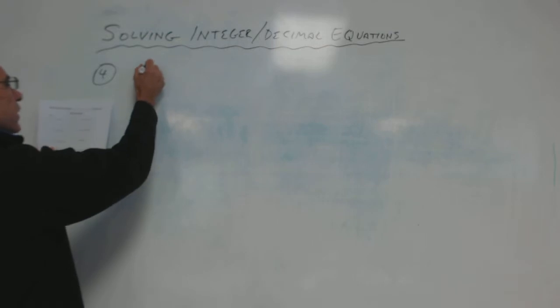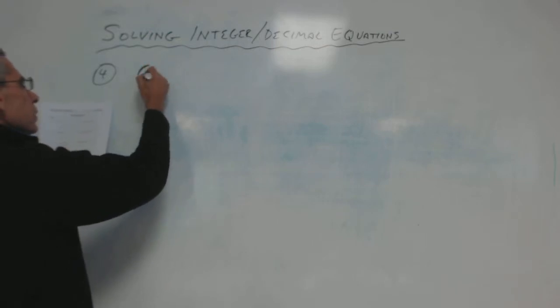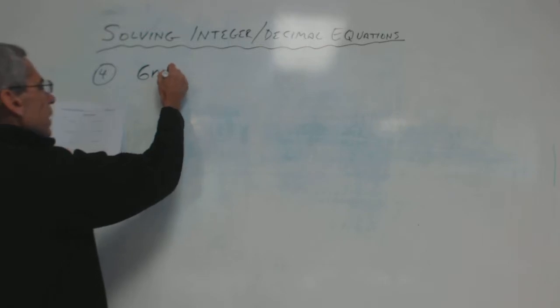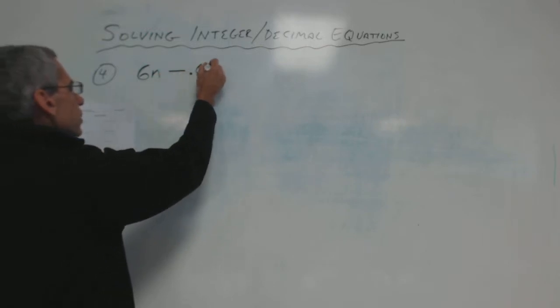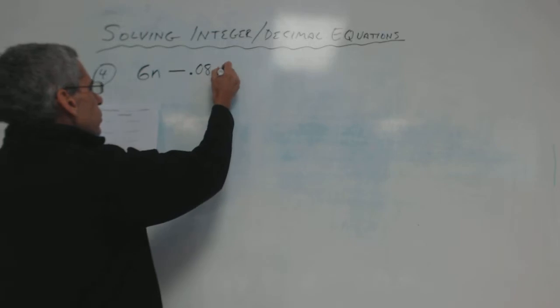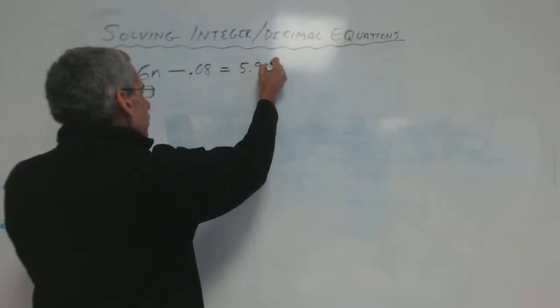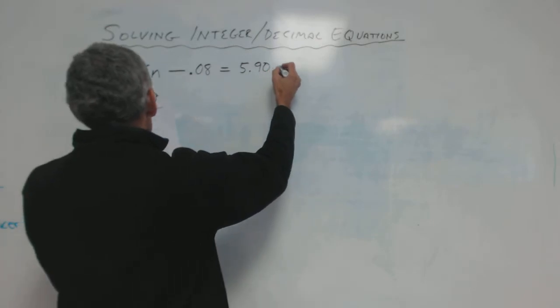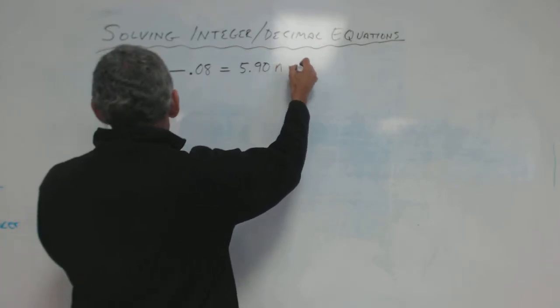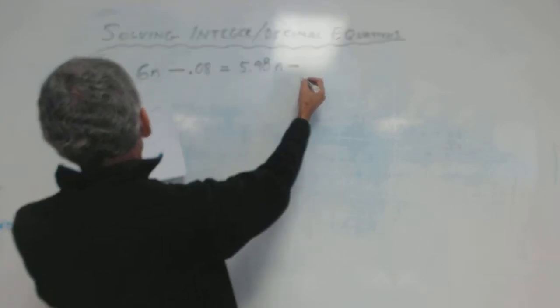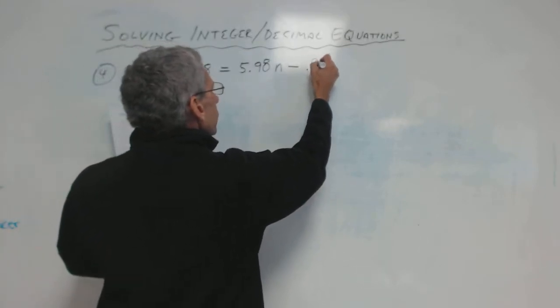Number 4 says 6n minus 0.08 equals 5.98n minus, did I do that right? Oh, that's an 8, sorry. And I'm doing this, okay, minus 0.2.